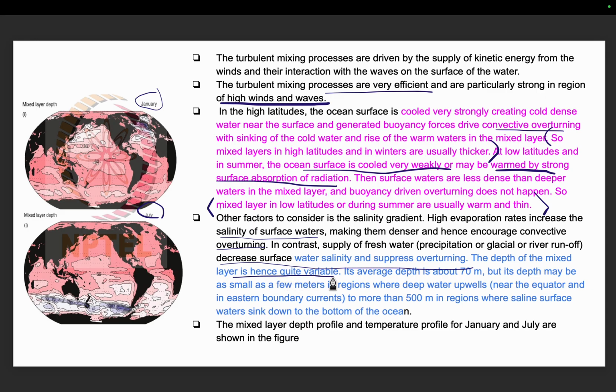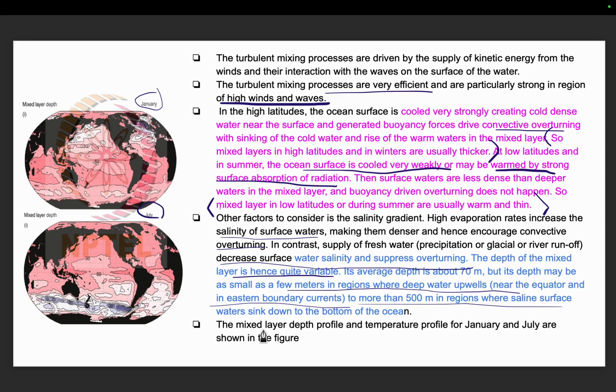Its average depth is 70 meters, but its depth may be as small as a few meters in regions where deep water upwells near the equator or in the eastern boundary currents, to more than 500 meters in regions where saline surface water sinks down to the bottom of the ocean.